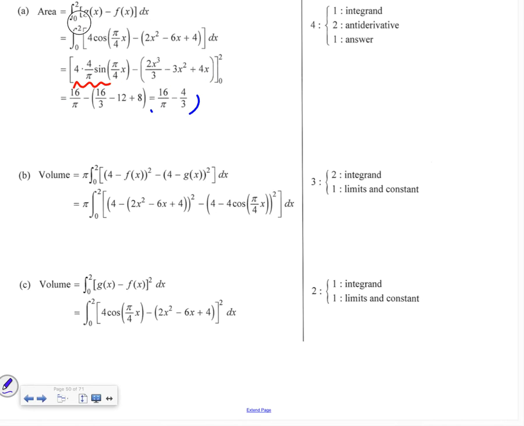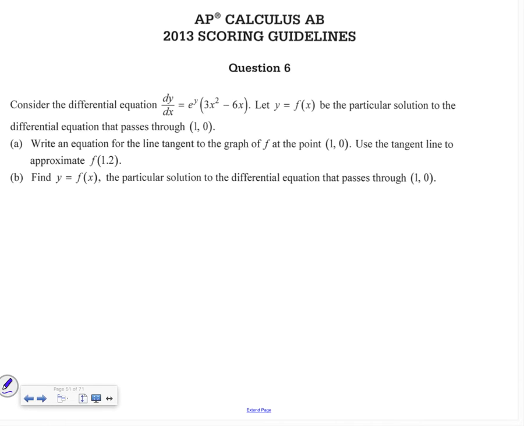Okay, so let's try the next one. So the very last problem of the 2013 test, it says consider the differential equation. Let y equal f of x be the particular solution through the point 1, 0. So that's our initial value. Okay, part A has nothing to do with solving a differential equation. It says write an equation for the line tangent, which whenever we have that, we know we need to find the slope and a point.